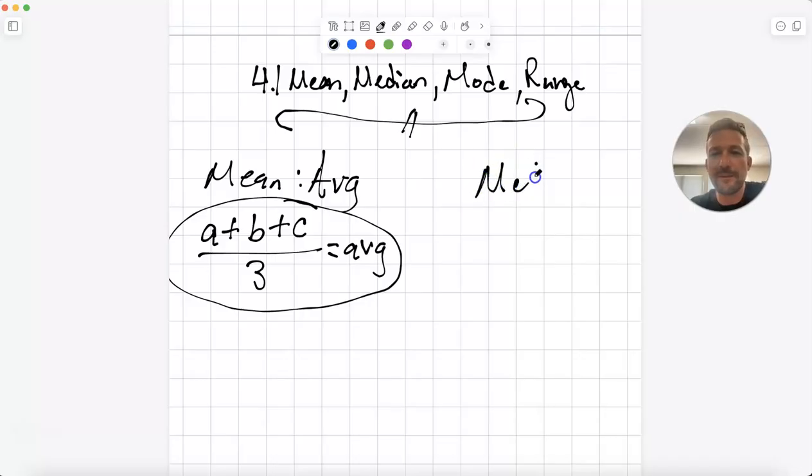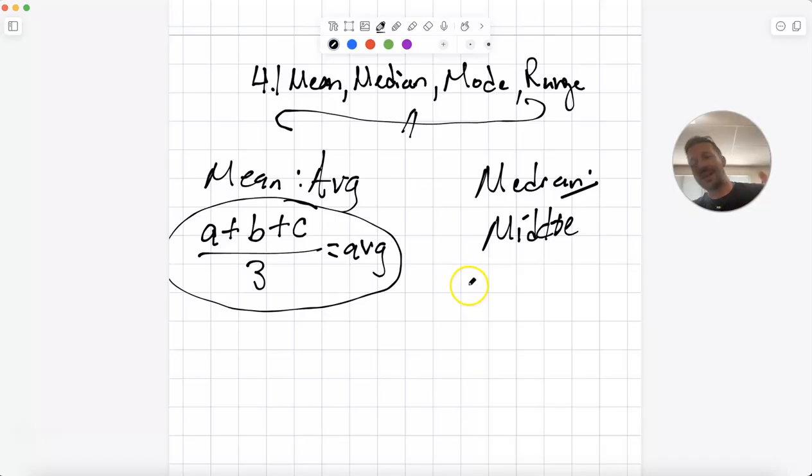Okay, median. Median means the one in the middle. Now, in order to do these, you first need to write them out in consecutive order. So you need to order all your numbers, and then you find the one in the middle. If there's 2 in the middle, then you add them and you divide by 2. So that's median. Median means middle.